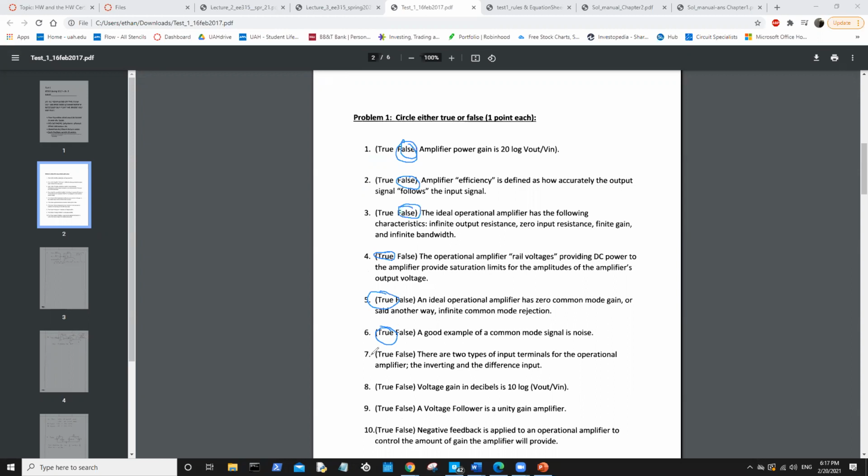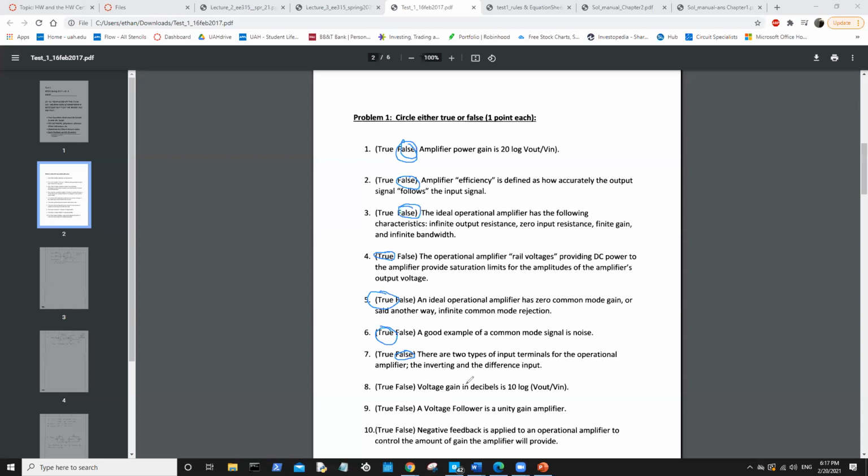So that's that. All right, now we have true or false. There are 2 types of input terminals for the operational amplifier, the inverting and difference. I know the inverting input, but is the other one called difference? No, it's the non-inverting. That's false right off the bat, just because difference is not the name of one of the terminals.